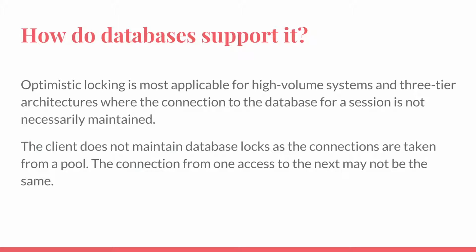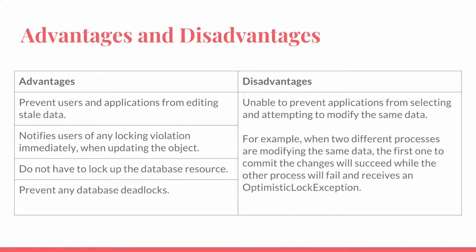Coming to the advantages and disadvantages, for the advantages, it prevents users and applications from editing stale data and notifies users of any locking violation immediately when they are updating the object. It will not lock up the database resource as well, so that others are still able to see the content of the database. Lastly, it prevents any database deadlock. A deadlock is actually a situation in which 2 or more transactions are waiting for one another to give up the locks in the database.